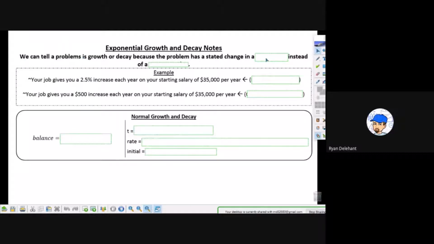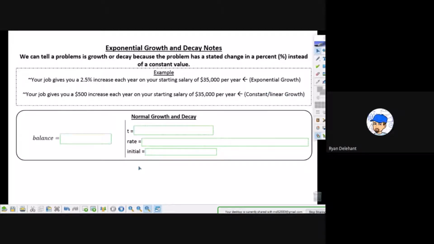So we can tell a problem is growth or decay because the problem has a stated change and a percentage. In exponential growth and decay, the change is stated as a percentage as we work through, instead of a constant value, meaning your job gives you a 2.5% increase each year. That's exponential because my change is stated as a percentage of what I'm currently making. If your job gives you a $500 increase each year, that $500 is how you're changing, and it never changes itself. So that's going to be constant or linear growth.